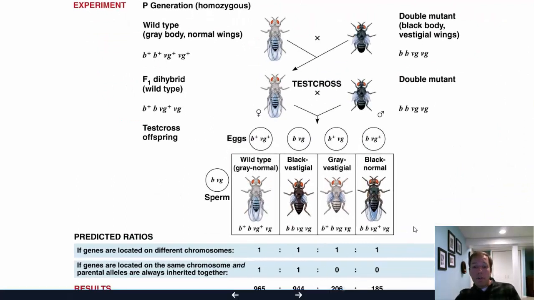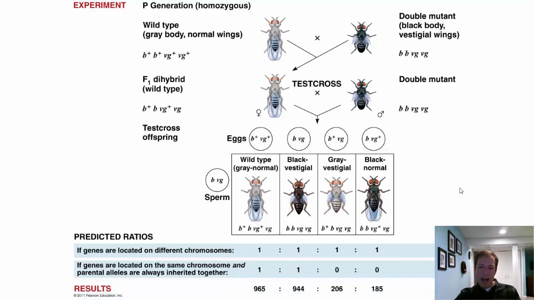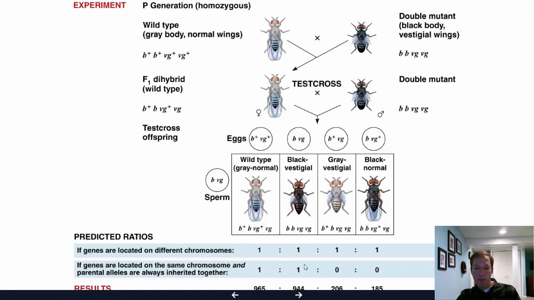What you should be looking for in any case when you see data to know if something is linked or not. So remember, if independent assortment occurs, then we should see something like a 9-to-3-to-3-to-1 ratio, in this case a dihybrid cross. We don't see that's the case here. We see that there is largely a predominance of 2 particular genotypes, which are the parental combinations of phenotypes, and then we see this smaller percentage or smaller number of those recombined phenotypes.